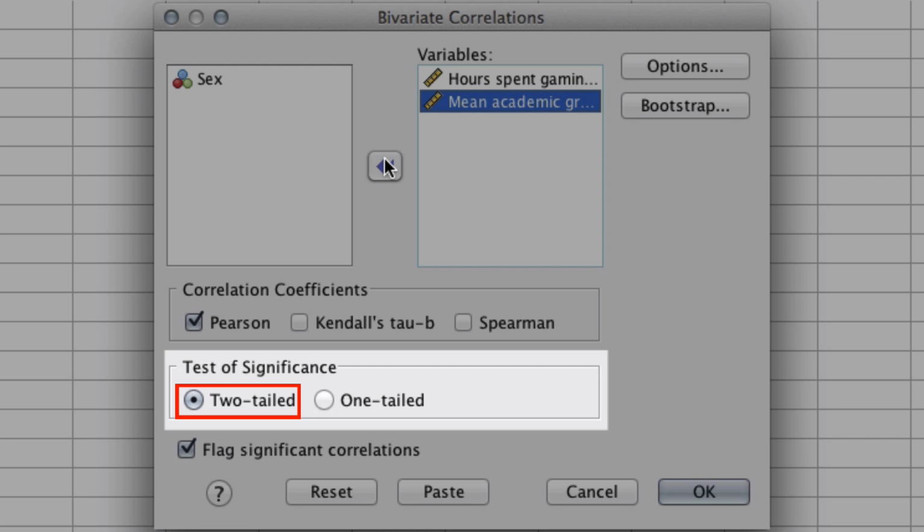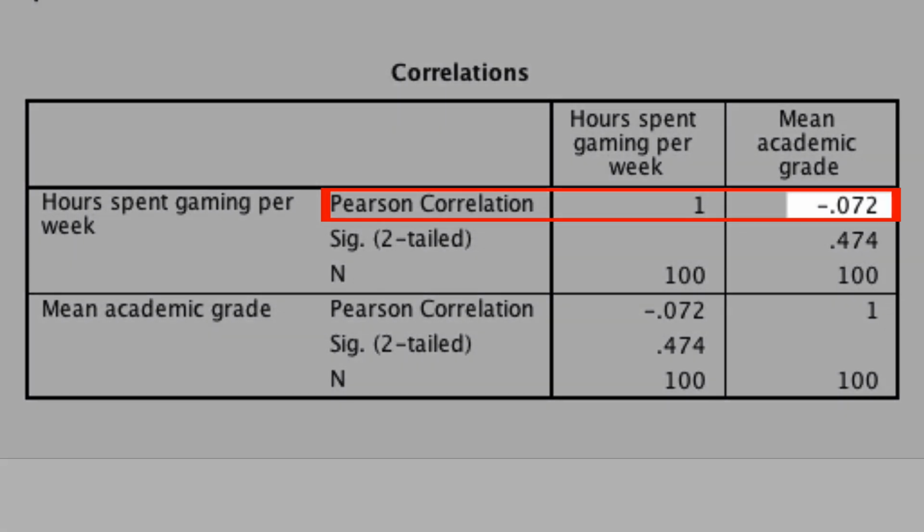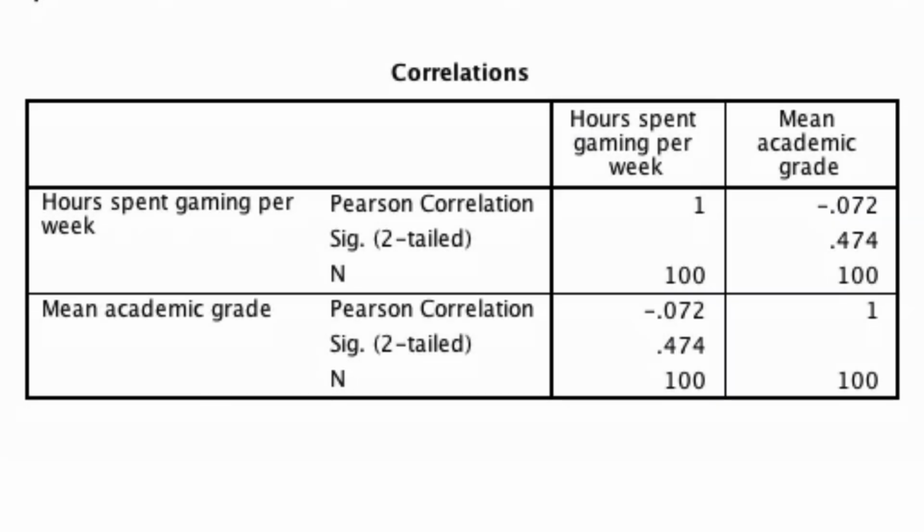Click OK, and the resulting table should look like this. Now, our test statistic is the Pearson's product moment correlation coefficient, or R, which we can see is minus 0.072. The other Pearson's correlation is the same, as it's for the same two variables just entered in the opposite order, which makes no difference. The degrees of freedom are a little trickier.